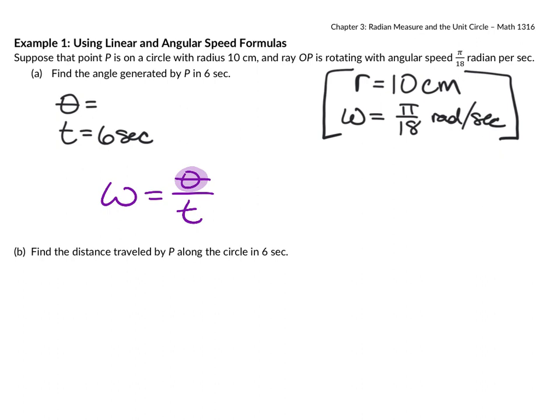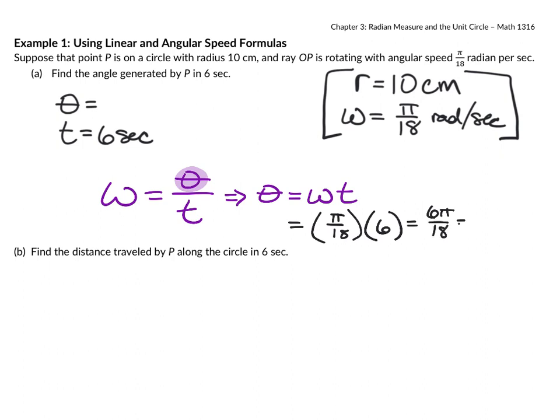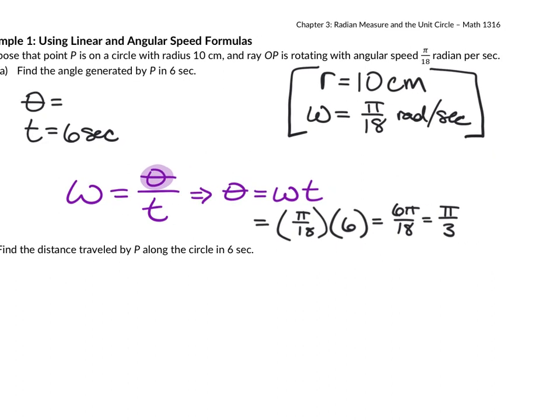If I rewrite this formula so it says theta equals, meaning deriving the formula, I could multiply by t on both sides and I'd have theta equal to omega times t. That's the derived formula for theta. At this point, we just plug in what we have. What is omega? Pi over 18. What is t? 6. So 6 pi divided by 18, when you multiply those together, is pi over 3. So my theta is pi over 3 radians.